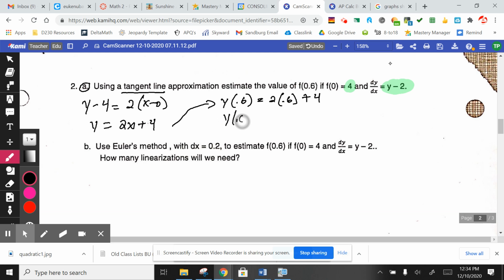And the value of the line at 0.6 should be 5.2. The way we present our answer, since we're estimating the value of f of 0.6, we write it as such: f of 0.6 is approximately 5.2.